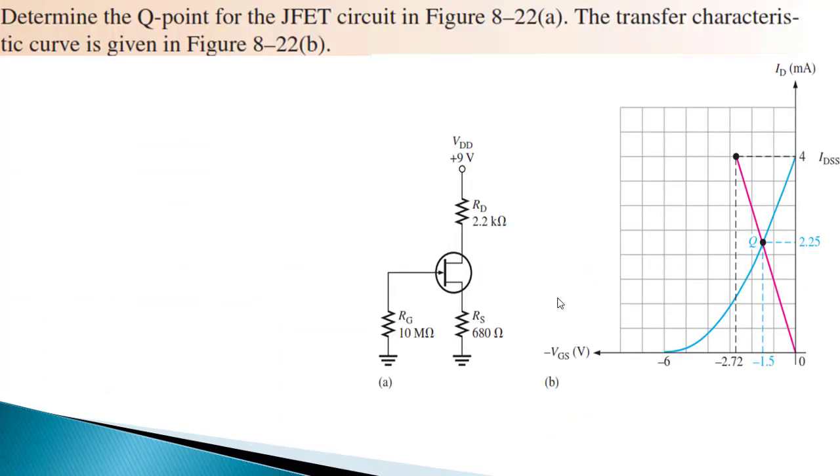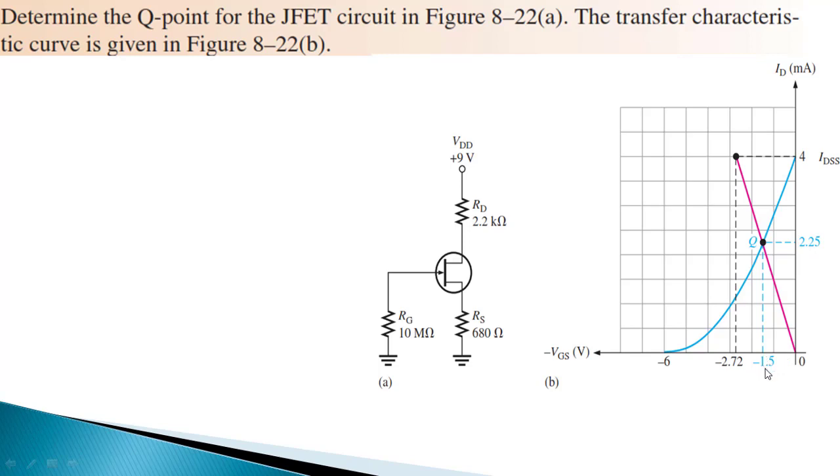So this is a simple problem based on JFET biasing, fixed bias, self bias. In this problem, the circuit is given, and the transfer characteristics are also given. Determine the operating point. Q point means operating point. The value of ID and the value of VGS is called the operating point. So the answer is 2.25 and minus 1.5.